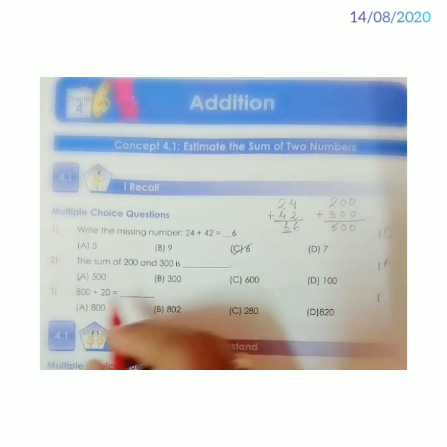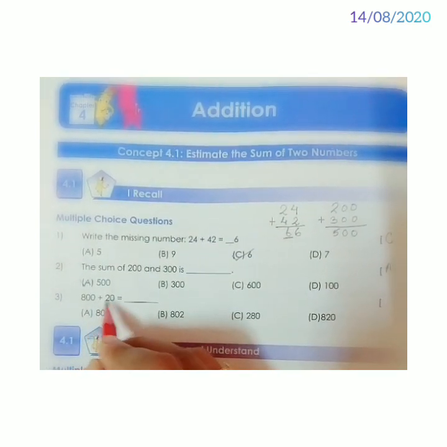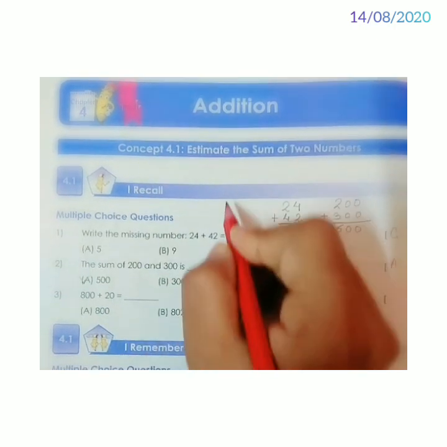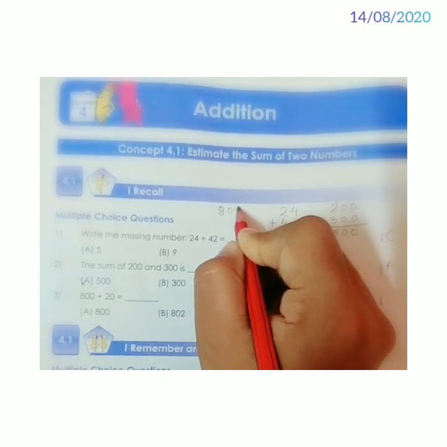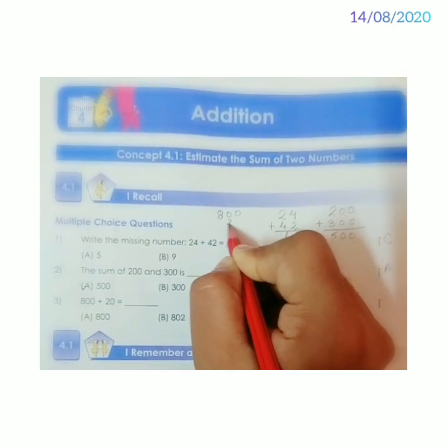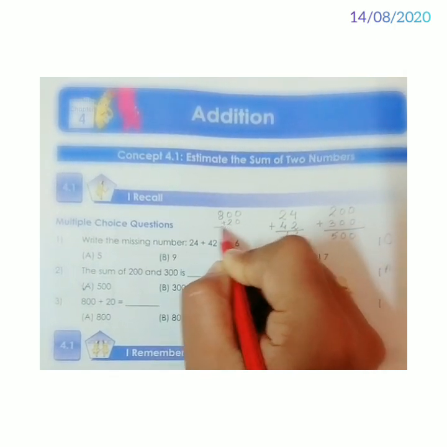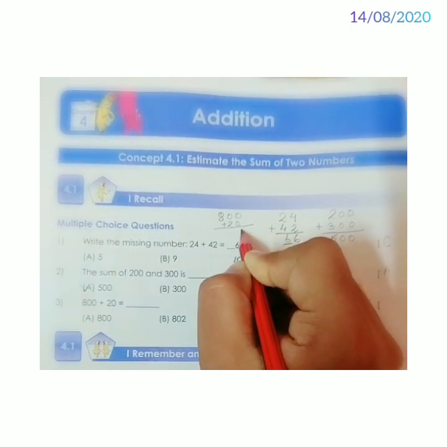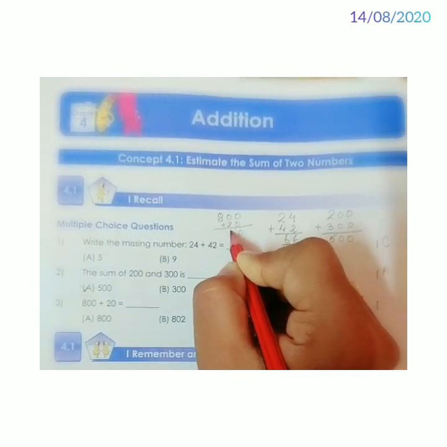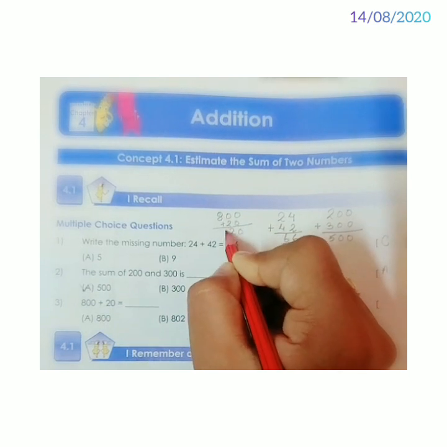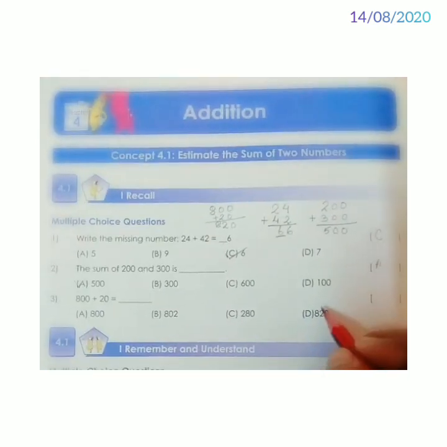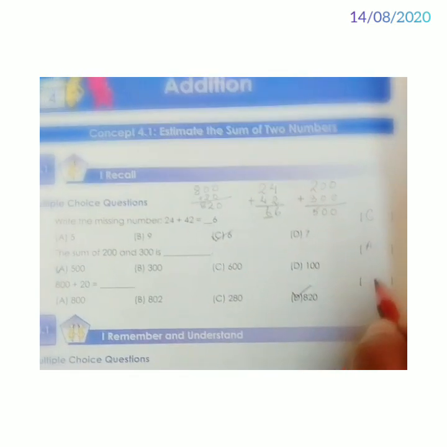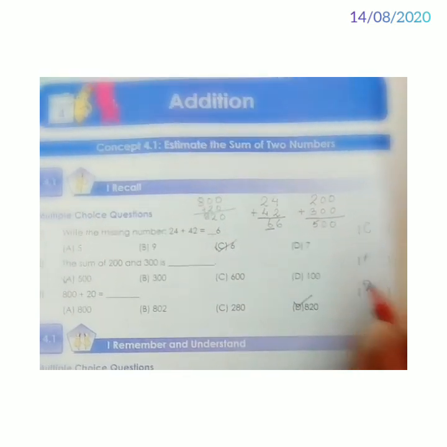Now the next question. 800 plus 20 is equal to dash. So write down the numbers vertically over here. 800 plus 20. How much? 0 plus 0 is 0. 0 plus 2 is 2. 8 will come down. 820. So the correct answer is D. Write down over here option D.